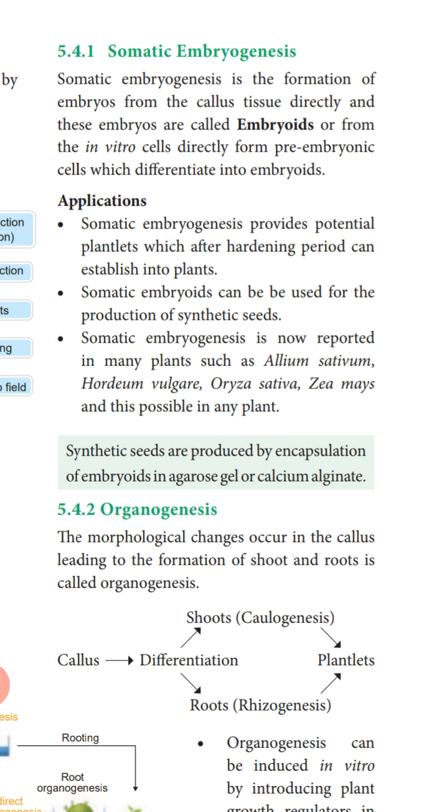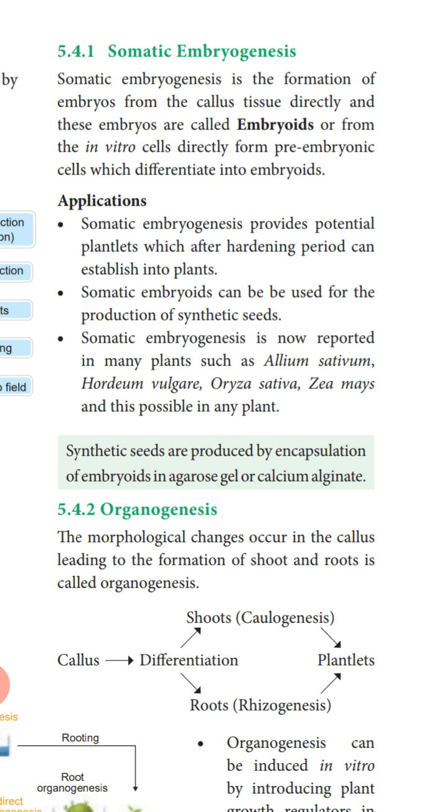Now, what is the application of these somatic embryoids? Somatic embryogenesis provides potential plantlets which, after the hardening period, can establish into plants. So here we can develop good quality plantlets through somatic embryogenesis. When we are developing a plant, it will be of good potential, with a good ability to withstand natural conditions. After the hardening process, somatic embryoids can be used for the production of synthetic seeds, that is, artificial seeds.